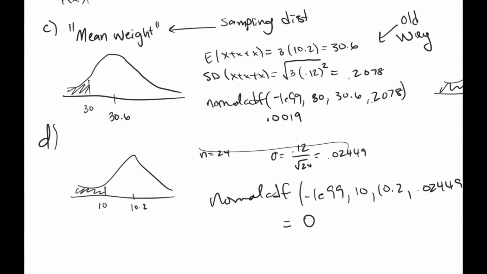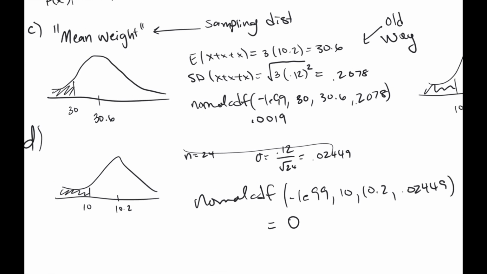The last part of this question is just a follow-up of what we did before. It asks, what's the probability that the mean weight of 24 bags would be below 10 ounces? Last time it was 0.0019, less than 0.2%, so I'm expecting this one to be extraordinarily small. We set it up here again. The curve looks the same, but the standard deviation changes again: 0.12 divided by the square root of 24 gives us 0.02449. Remember, we started off with a standard deviation of 0.12, so 12%. Now we're down to less than 2.5%, so it's dropped considerably.